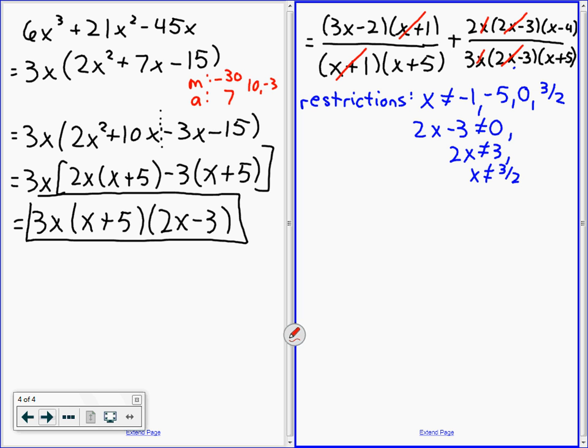Okay. Rachel, how you feeling? Can you tell me what to write for what's left? Yeah, go ahead. 3x minus 2 over x plus 5. Yeah, and then 2 bracket x minus 4 over 3 bracket x plus 5.